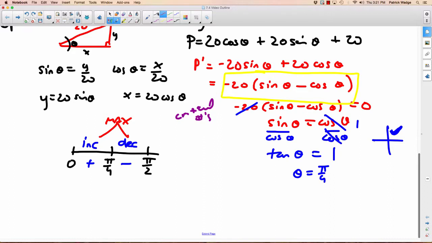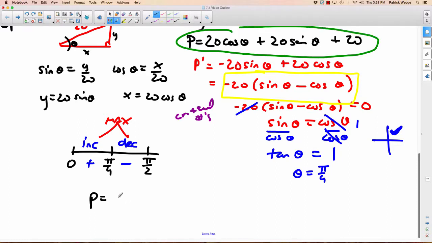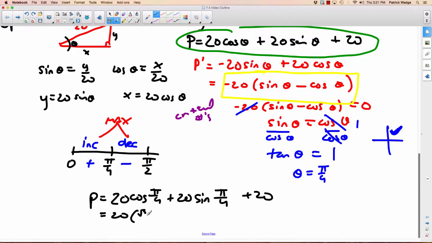This is good news. In order to get that maximum perimeter, we're just going to plug it into the original function right here. So we get the perimeter equals 20 cosine pi over 4 plus 20 sine pi over 4 plus 20. Okay, pi over 4 is 45 degrees. Cosine and sine are the same at that point. They're root 2 over 2.